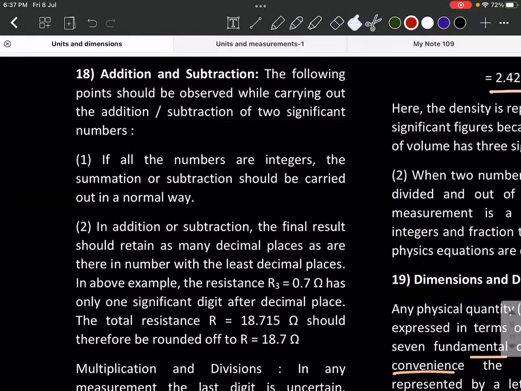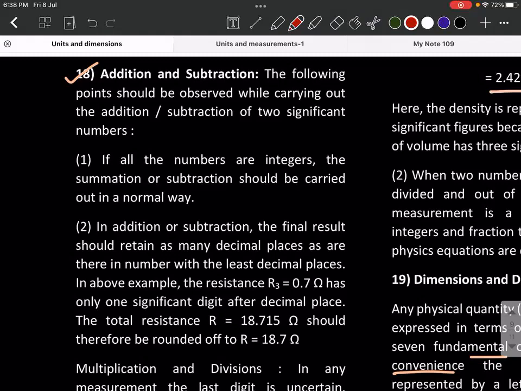So again, there are some more rules. When you talk about addition and subtraction, this we have already seen. Just summarizing, the following part should be observed when carrying out the addition or subtraction of significant numbers. If all the numbers are integers, the summation or subtraction... See, there is a small difference between difference and subtraction. I think I've told this. Difference between 1 and 2 is 1. Subtraction of 1 and 2 is -1. So be careful with that.